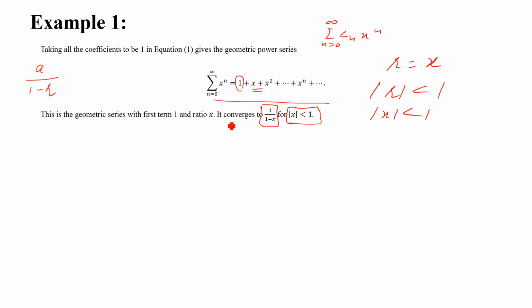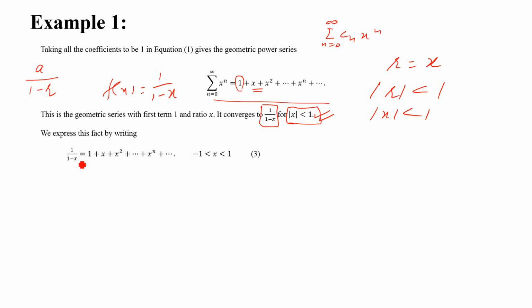So in this case, the f(x) we were talking about in the previous slide, f(x) here is 1 over 1 minus x. So this series converges to f(x), which is equal to 1 over 1 minus x, if mod x is less than 1. This is very important to note. Otherwise, this series might be divergent.